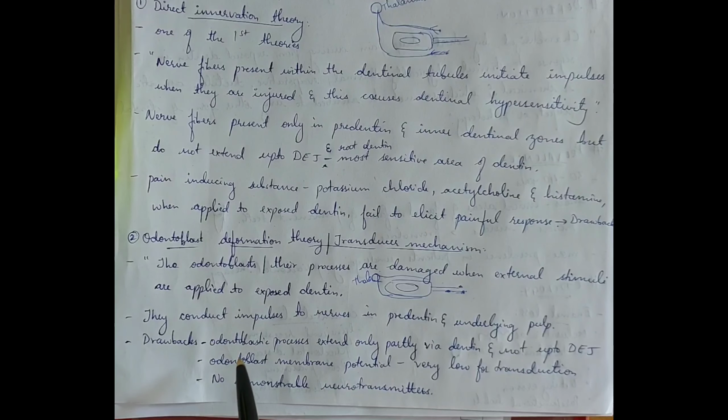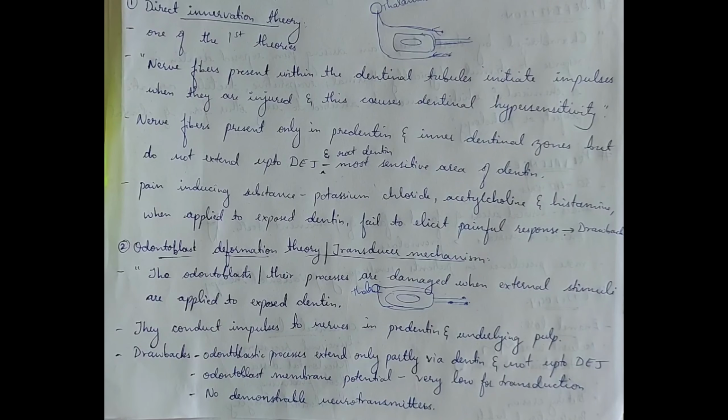And the drawbacks were: odontoblastic processes extend only partly through dentin and not up to the DEJ. Then the odontoblast membrane potential is very low, hence there is less transduction. Then there were no demonstrable neurotransmitters like acetylcholine in the neural transmission of the pulp. Hence, this theory was no longer valid.